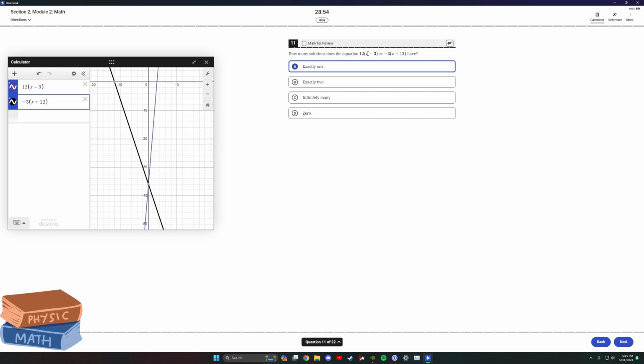How do we know it's 1? Again, 12, we have negative 3, so 15x. Negative 36, negative 36, we're adding to 0. So we get 15x equals negative 36, or equals 0. One solution.